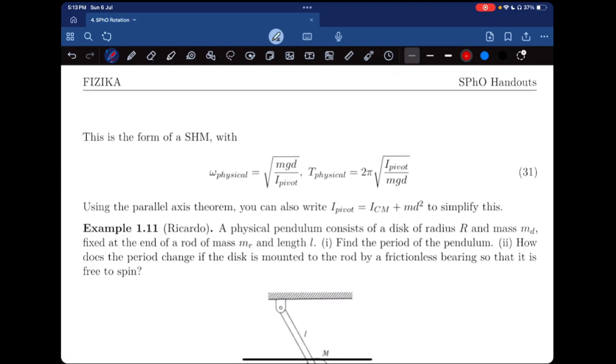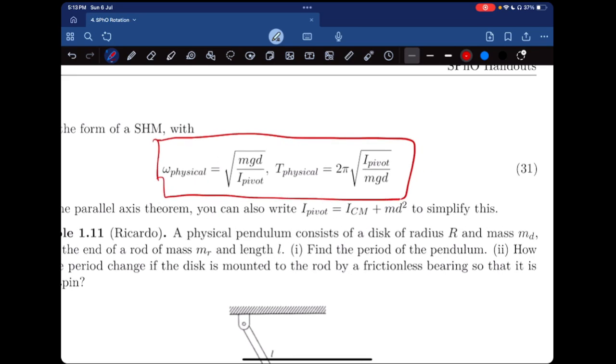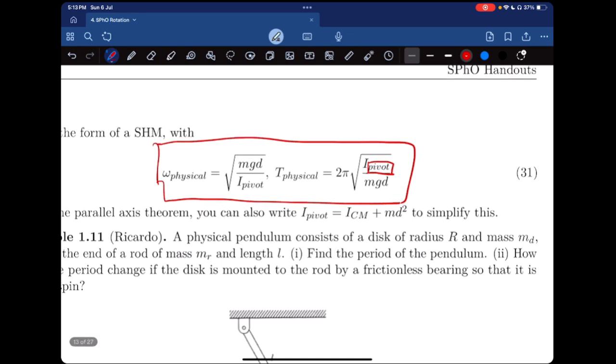So the frequency, angular frequency and the period are shown here for a physical pendulum. And here take note that the moment of inertia is calculated about the pivot of the pendulum, not about the CM. So you can use the parallel axis theorem to help you simplify this calculation for the I about the pivot.